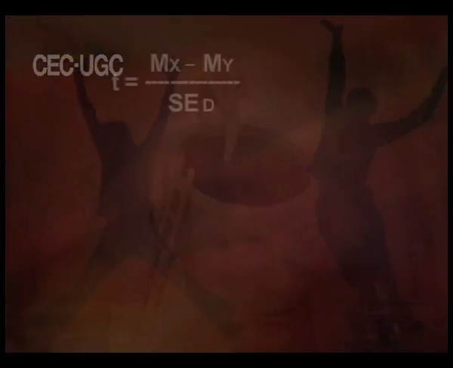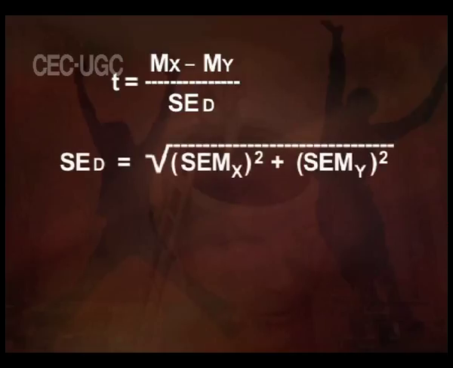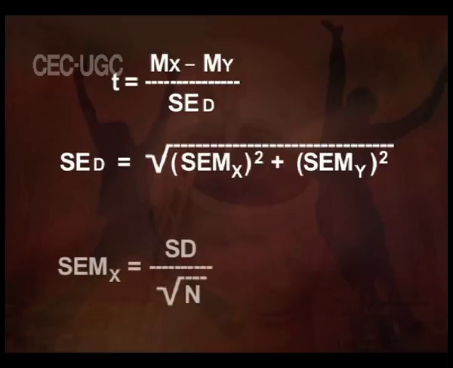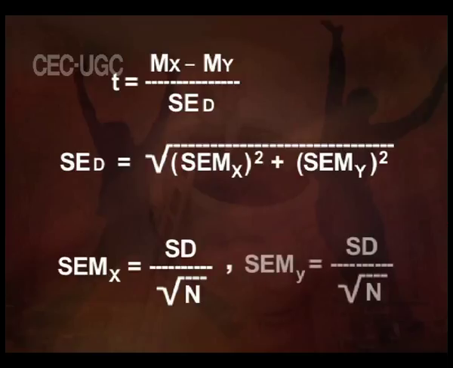The formula for calculating t-test for an independent group design here is t equals mean of X minus mean of Y divided by the standard error of mean difference. The standard error of mean difference equals the square root of the standard error of mean X squared plus the standard error of mean Y squared. The standard error of mean X or standard error of mean Y will be equal to standard deviation divided by root of n.